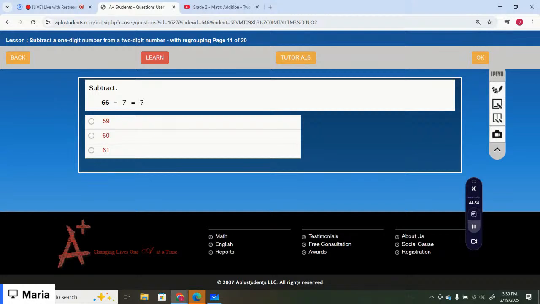66 take away 7, which is the correct option? Sixty-six take away 7 is 59. Option number 1 is the correct option.